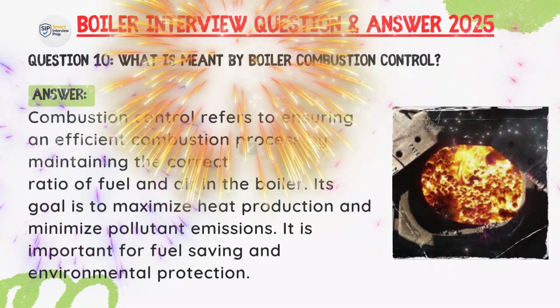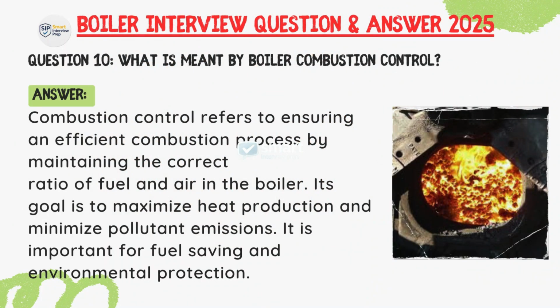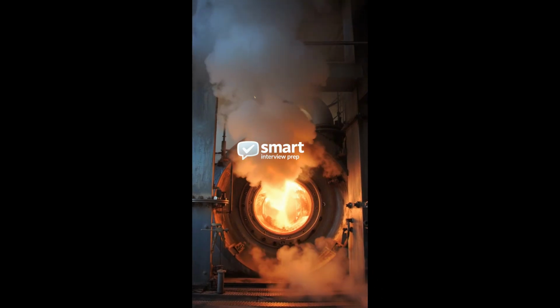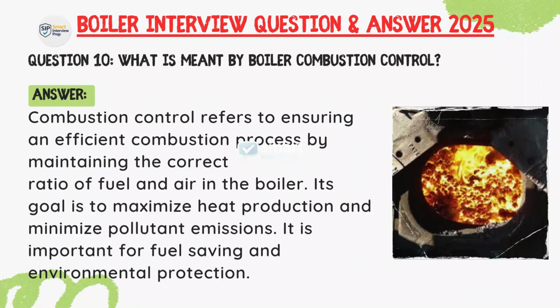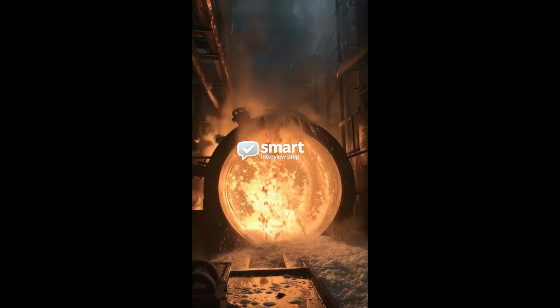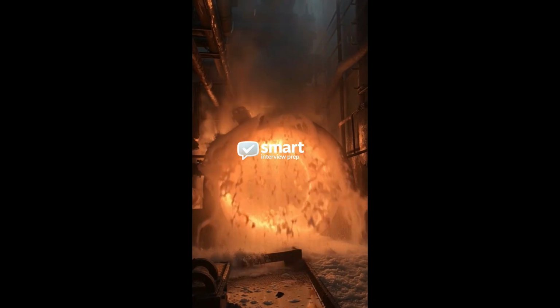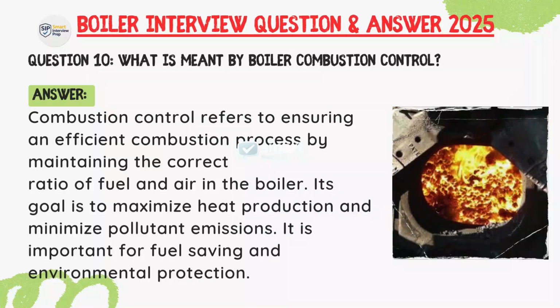Question: What is meant by boiler combustion control? Answer: Combustion control refers to ensuring an efficient combustion process by maintaining the correct ratio of fuel and air in the boiler. Its goal is to maximize heat production and minimize pollutant emission. It is important for fuel saving and environmental protection.